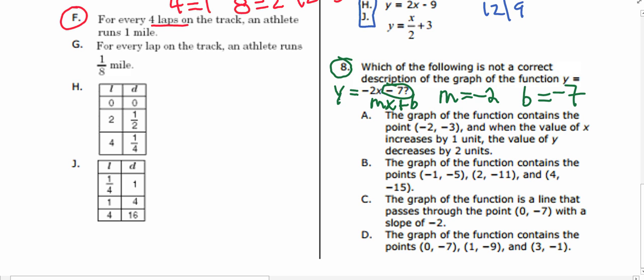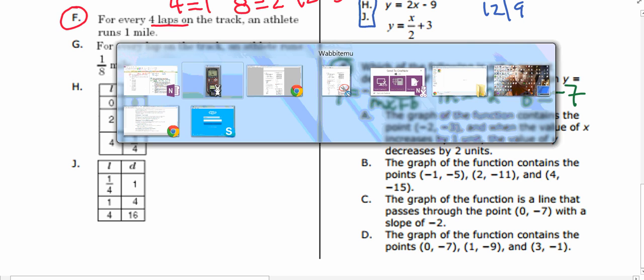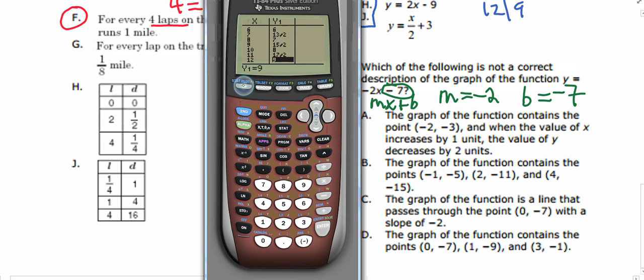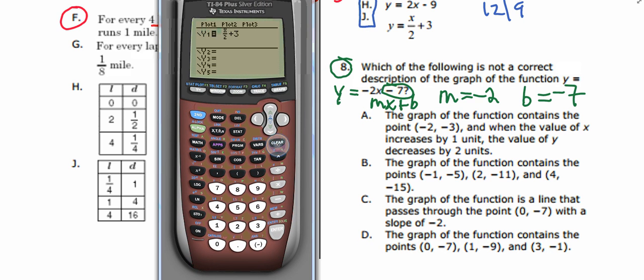The graph of the function contains the point negative 2, negative 3, and when the value of x increases by 1 unit, the value of y decreases by 2. Okay, so let's go put this equation into the calculator, and we'll see if we can just verify it, which answer is not correct. Remember, we're looking for which one's not correct.